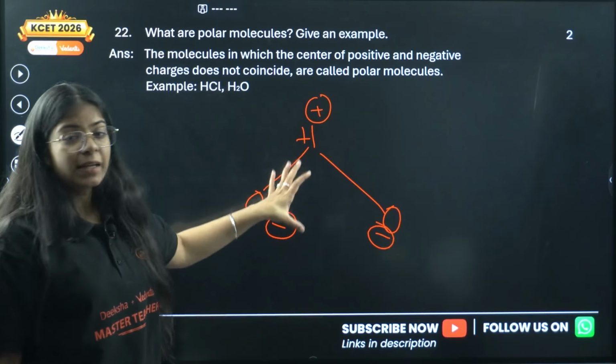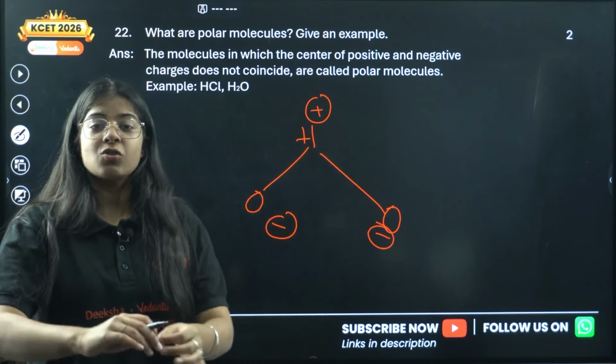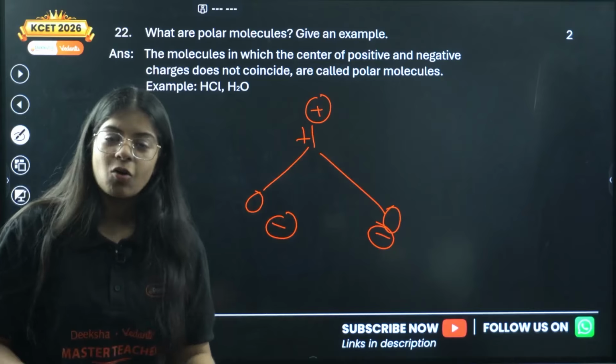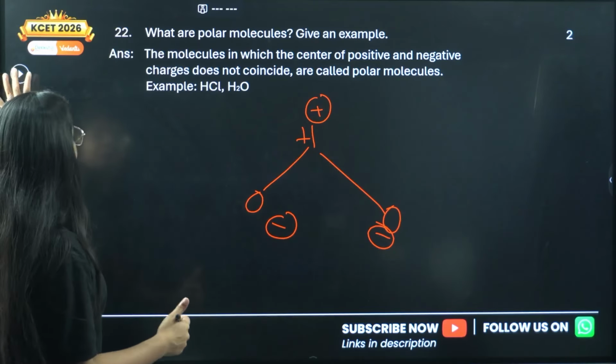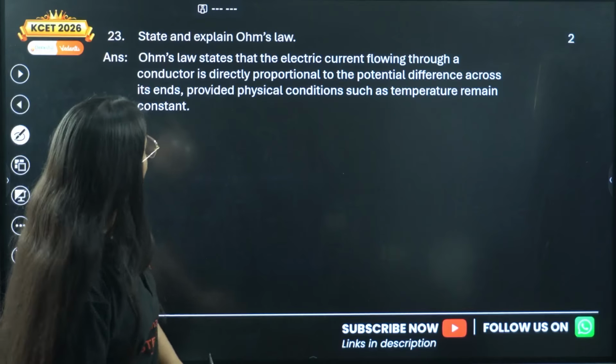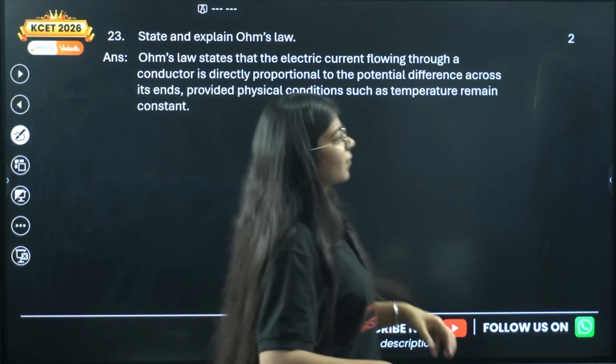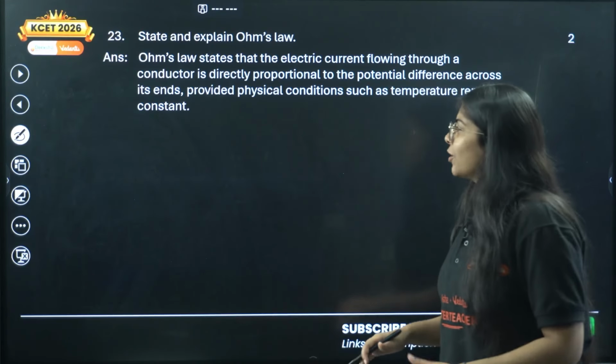So the center of positive and negative charges is not coinciding, hence these are called polar molecules. So it can be HCl, H2O. Okay? Next question. I did use some animation effect so that the answer will not be visible.